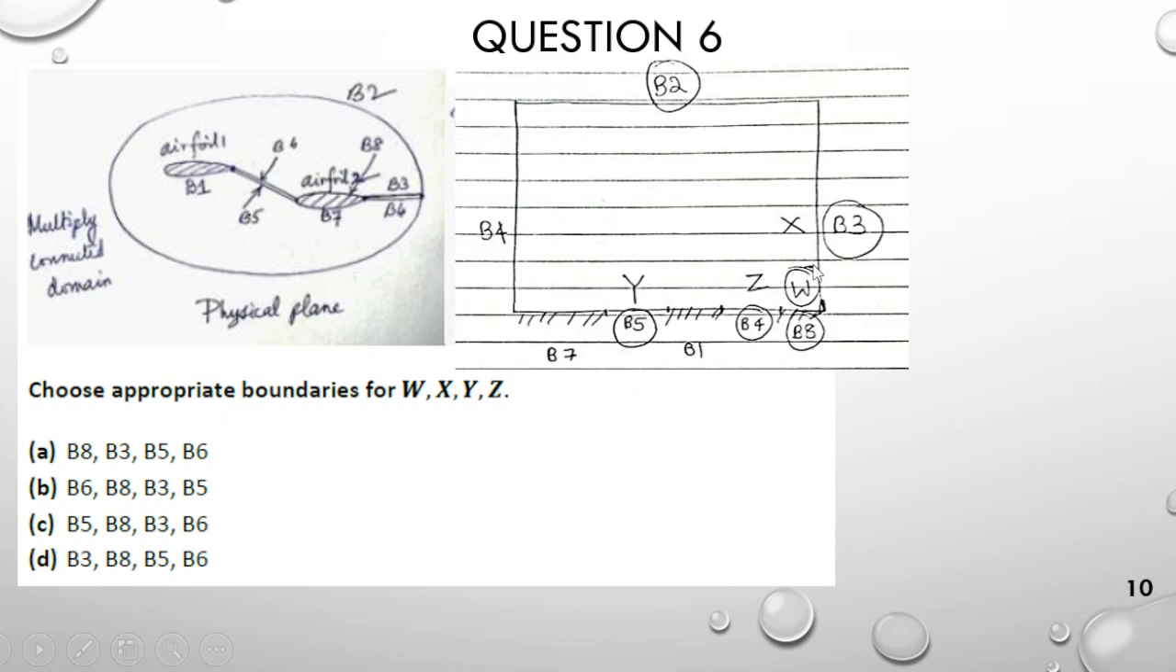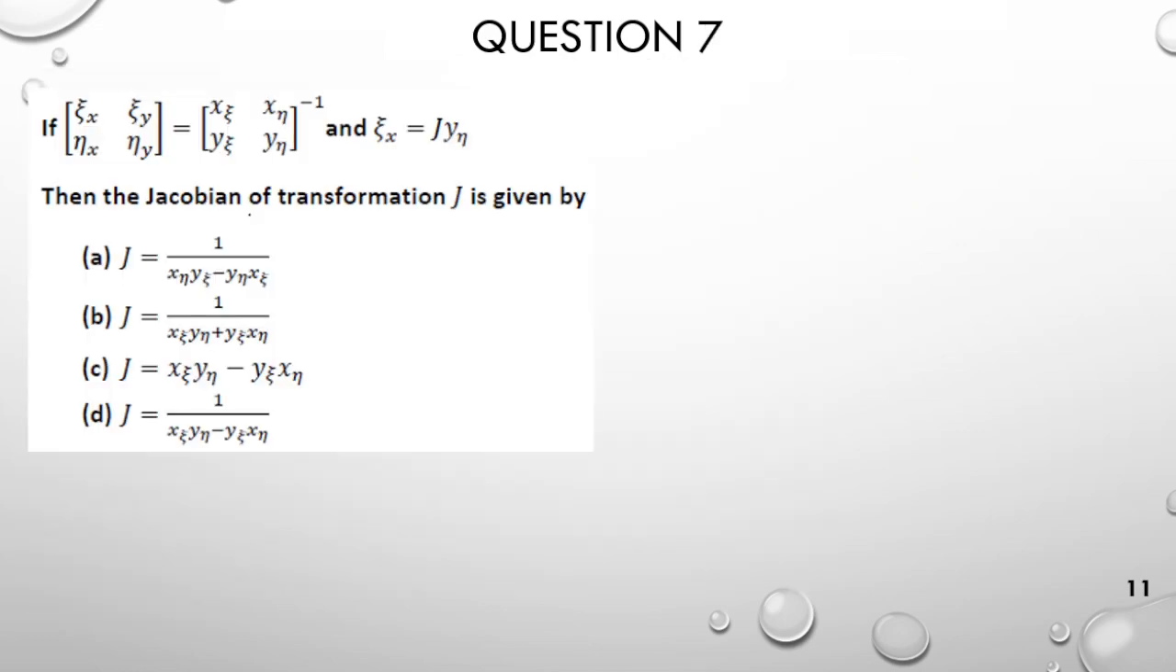W anyway is B8. Okay, W, X, Y, Z: B8 and then B3, then you have Y as B5 and Z as B6. So option number A should be the correct option. I hope that this is clear now. It is mostly to do with imagination, and based on your imagination you can draw a diagram on paper and then map these boundaries. That is the approach which is usually followed.